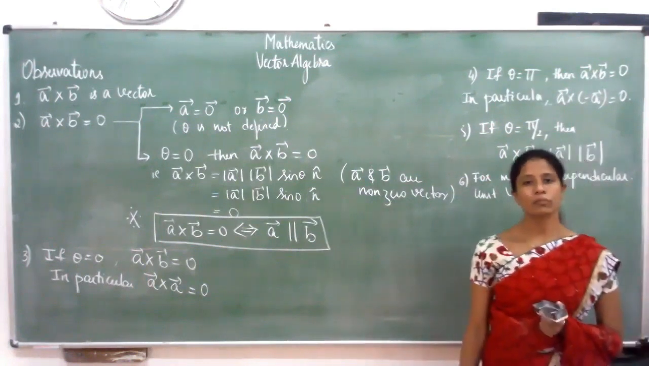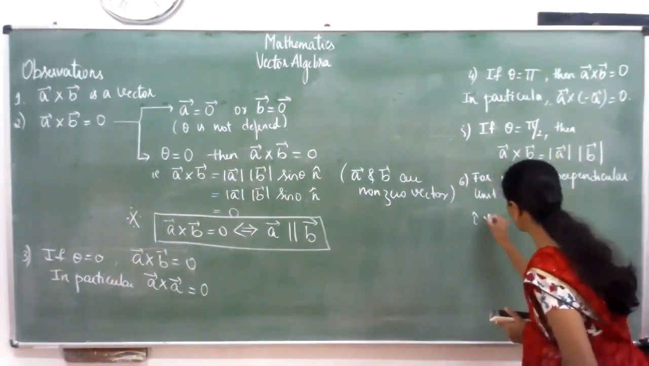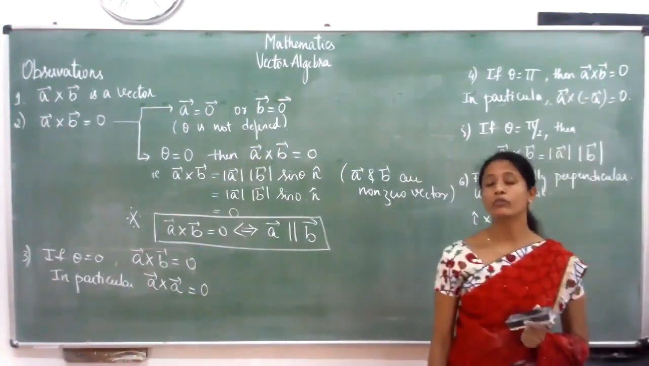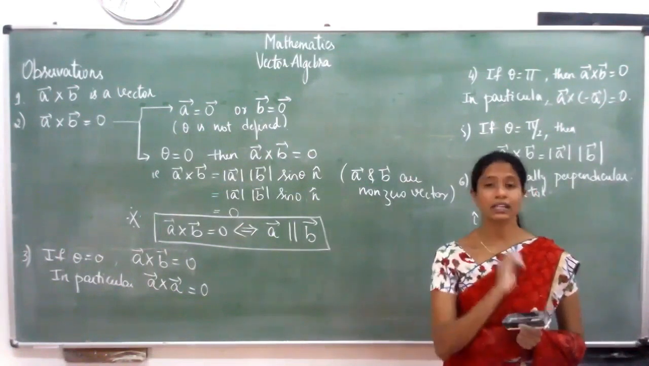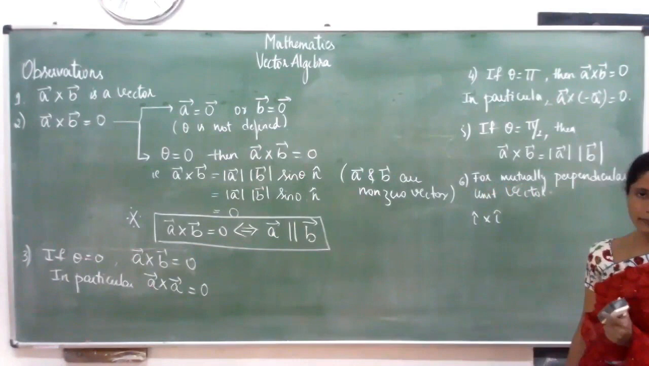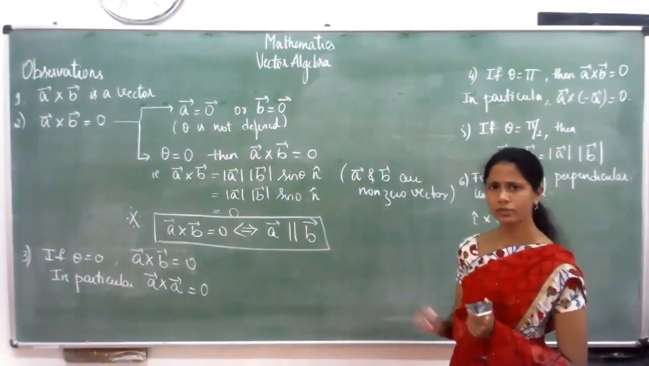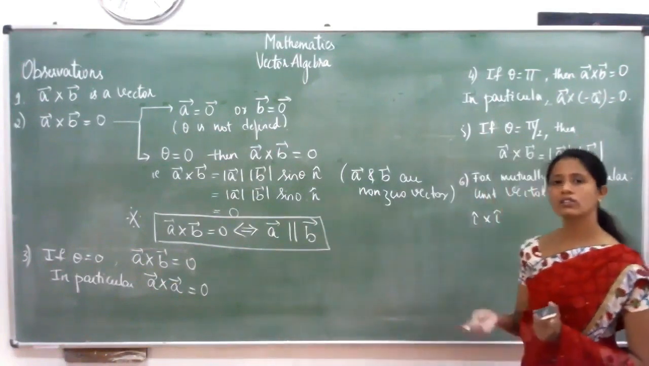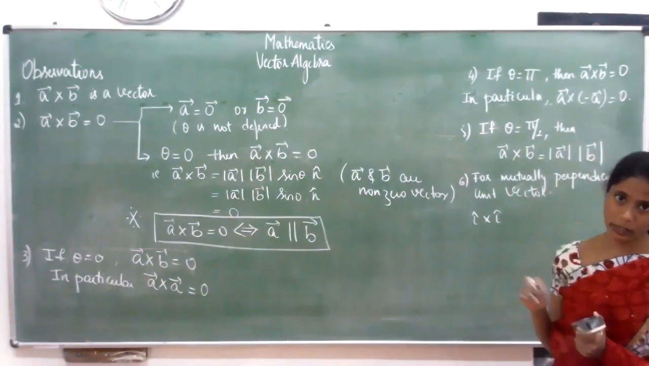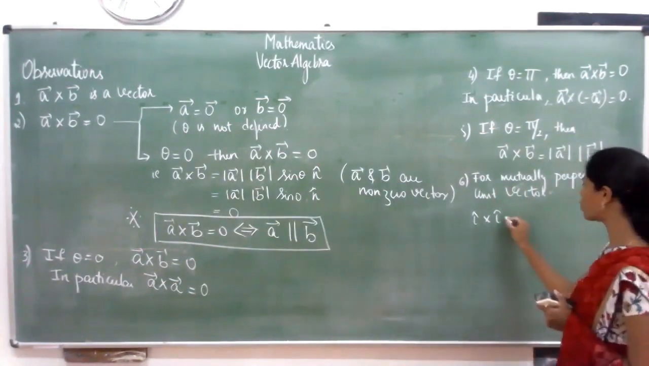Okay, for mutually perpendicular unit vectors, can you tell what is the value of vector I cross vector I? Just look at observation 3. If you have A cross A, this will be 0. If I take I cross I, these two vectors are parallel now. The angle between them is 0. Therefore, I cross I will be equal to what?